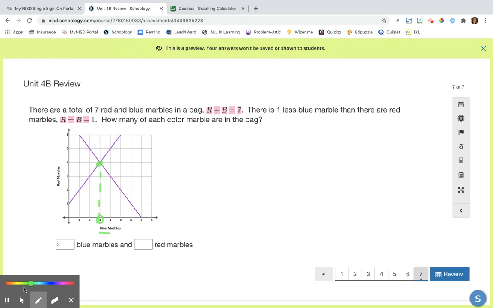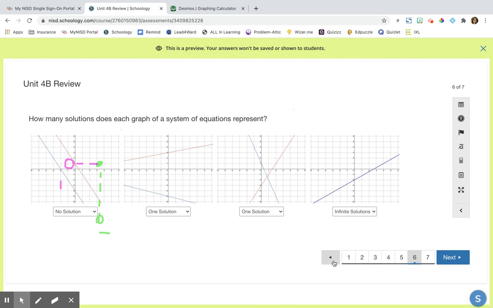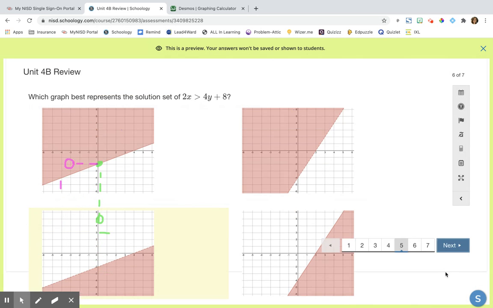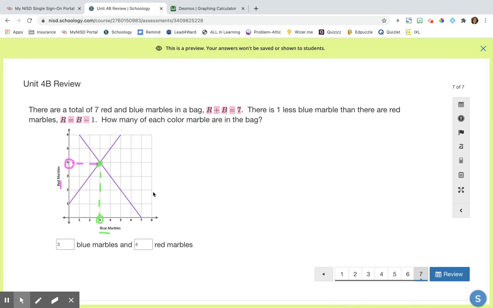And then if I follow it the other direction, so let's go this way, it's at 4 for red marbles. So right here. So you just have to be able to read your graph and see where they intersect. And that's it. So that's the entire review, guys. That's pretty close to what your test is going to look like tomorrow. So as you can see, it's mainly just using Desmos. Once you are good with using Desmos, you should be good with everything else that's on the test.